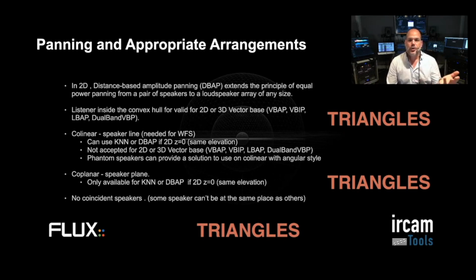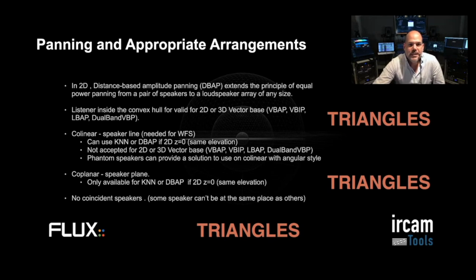As I said, solution: add the phantom speaker, and you're done. And then you can use it. You just leave this as a dark speaker. Coplanar, same story. We don't have these triangles, so we'll be basically making KNN only available for a coplanar system, or a DBAP if you are in 2D. Yes, there's no current DBAP in 3D.